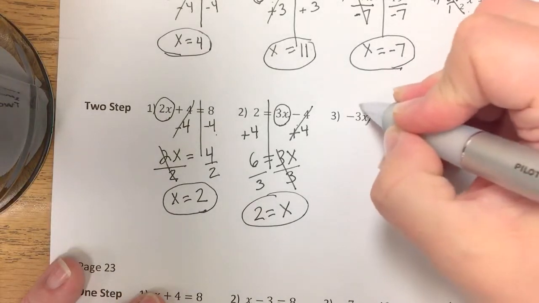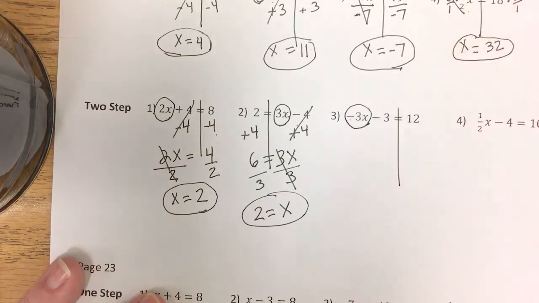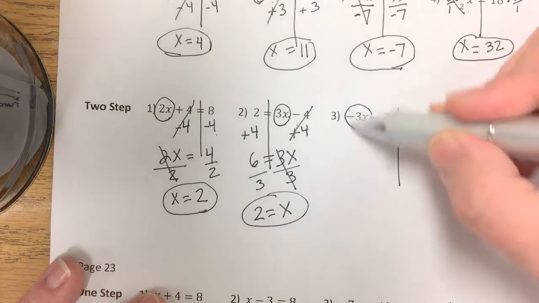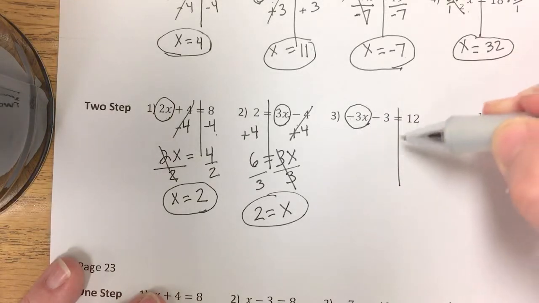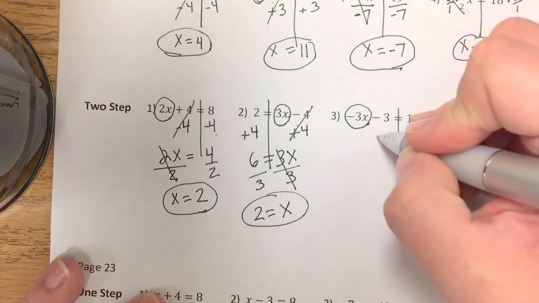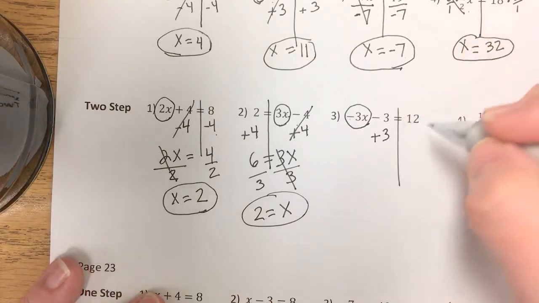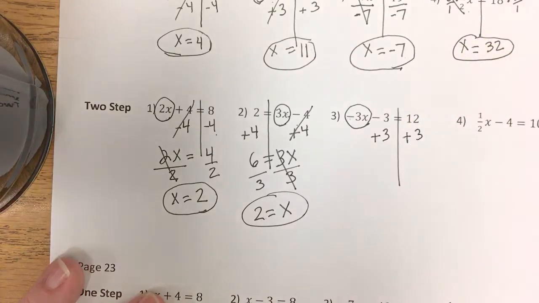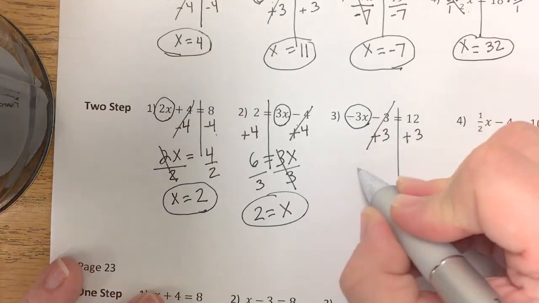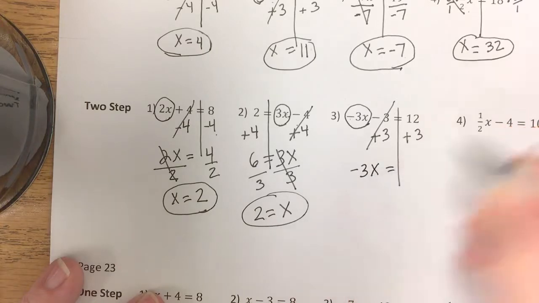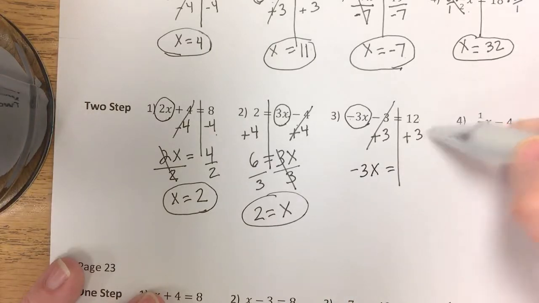All right, number 3, divide the equation in half. Circle everything that goes with the variable. That includes this negative sign. I want my x's on one side and my numbers on the other, so I need to get rid of the minus 3. Opposite of subtracting 3 is to add 3. What I do to one side, I do to the other side. I do this so this can zero out. I'm left with a negative 3x. And then I have 12 plus 3 is 15.